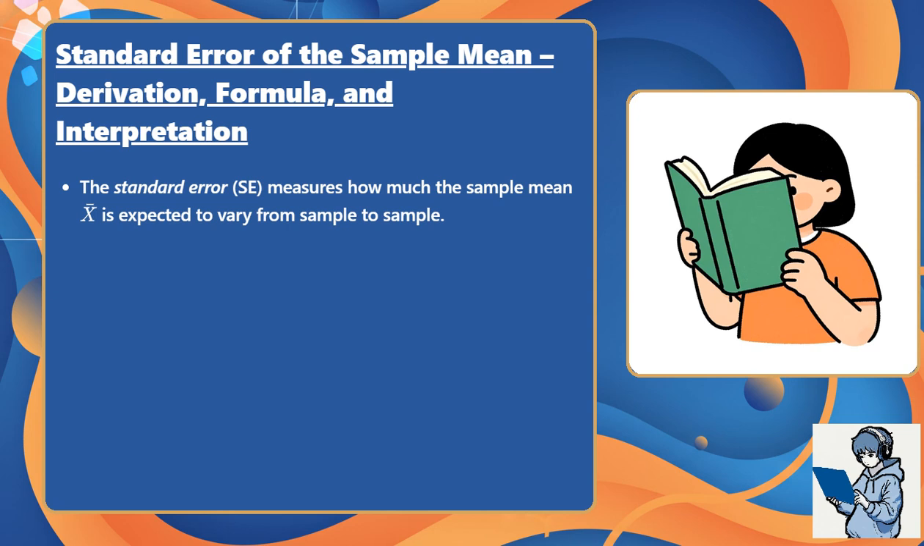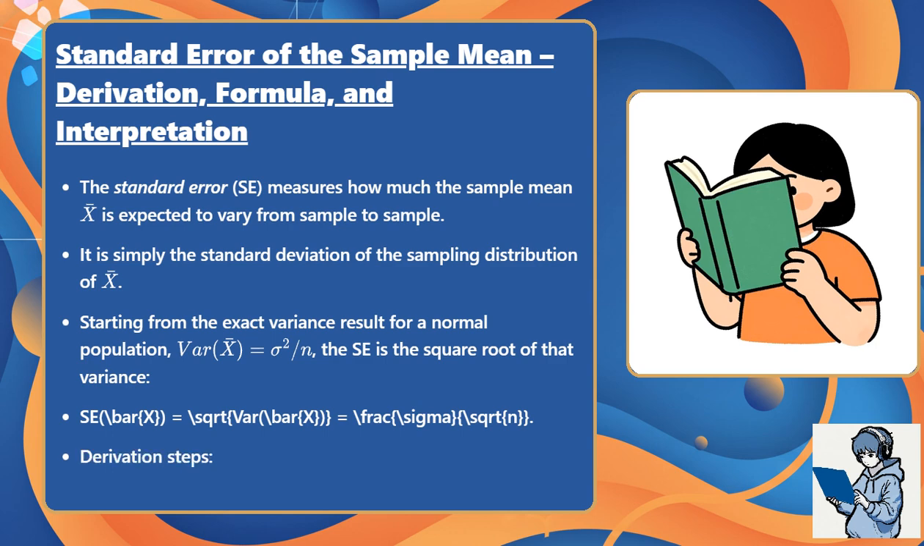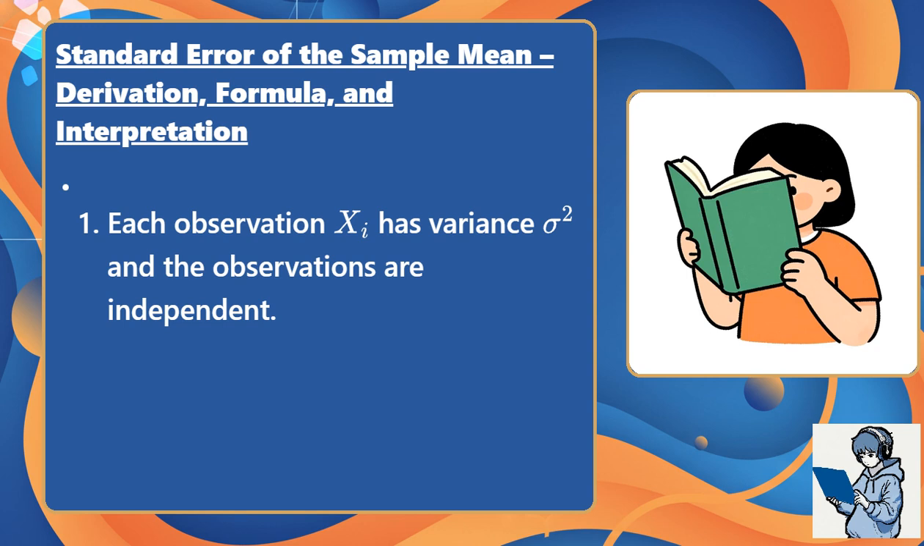The standard error, abbreviated SE, measures how much the sample mean x bar is expected to vary from sample to sample. It is simply the standard deviation of the sampling distribution of x bar. Starting from the exact variance result for a normal population, variance of x bar equals sigma squared divided by n. The SE is the square root of that variance. SE of x bar equals the square root of variance of x bar equals sigma over the square root of n.